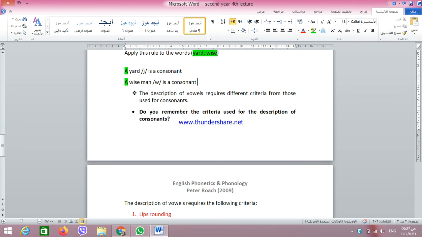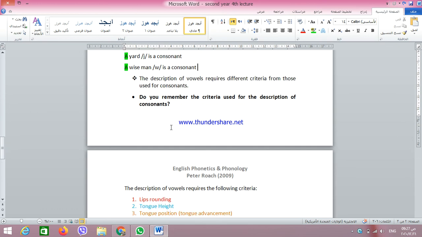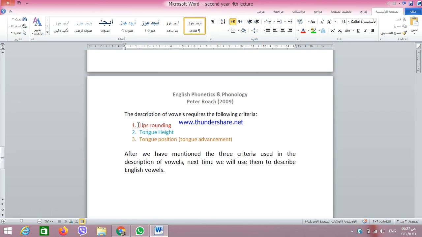Okay. Now, the description of vowels requires different criteria from the criteria adopted in the description of consonants. If we try to remember the criteria used for the description of consonants, I think you may remember them. We have place of articulation, manner of articulation, and voicing. But when we deal with vowels, we have different criteria. We have lip rounding, tongue height, and tongue position, or what is so-called tongue advancement.